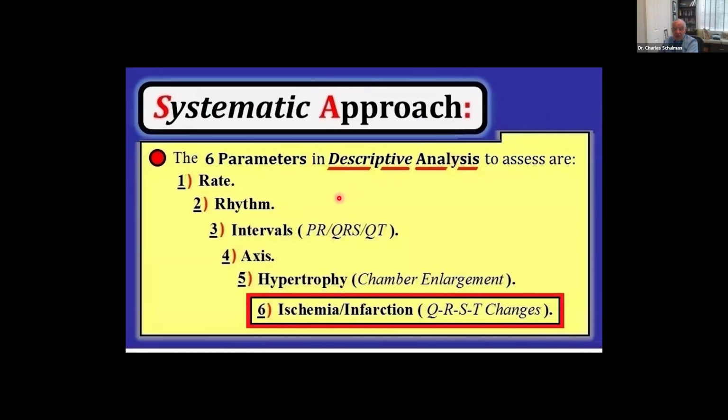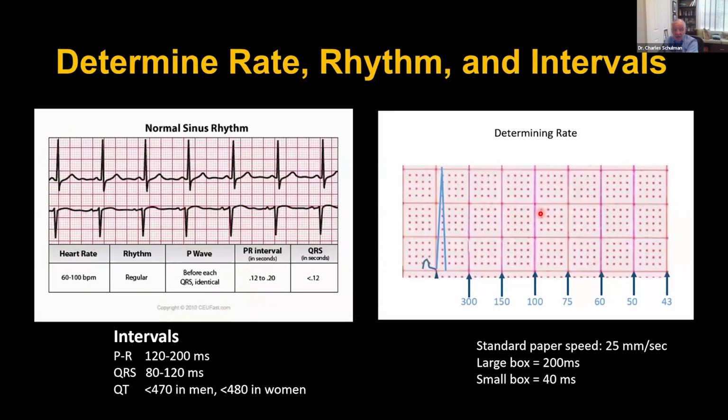We take a systematic approach to analyzing an ECG. There are 6 parameters in the descriptive analysis: rate, rhythm, the intervals (PR interval, QRS interval, QT interval), the axis, whether or not there's chamber enlargement or hypertrophy, and whether or not there are changes of ischemia or infarction. This is how you determine rate, rhythm, and the intervals.